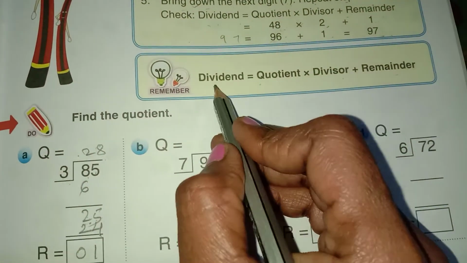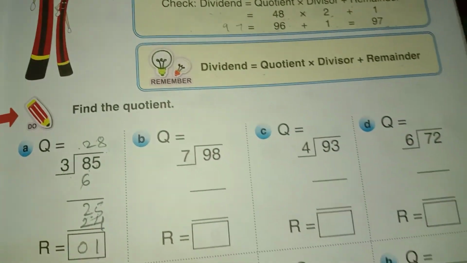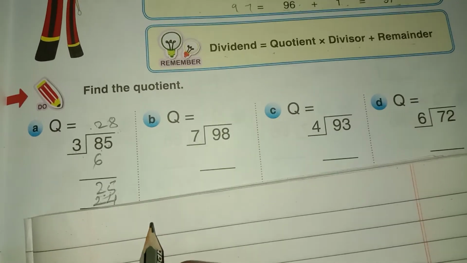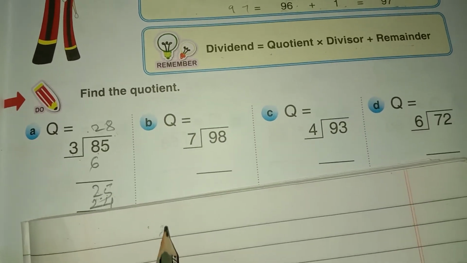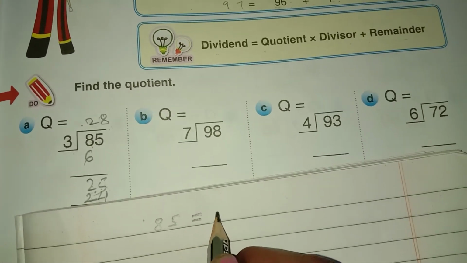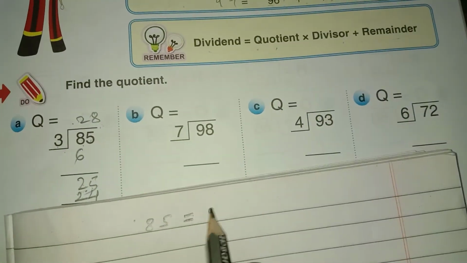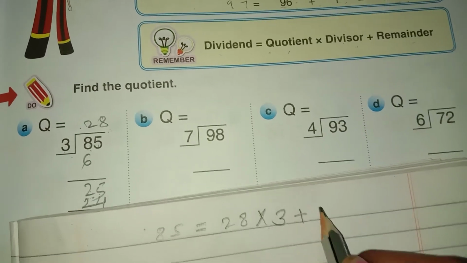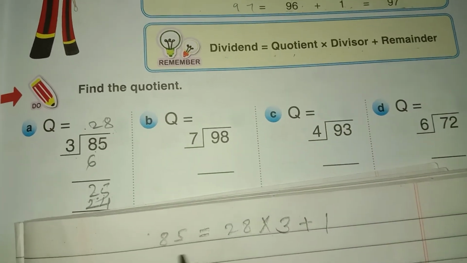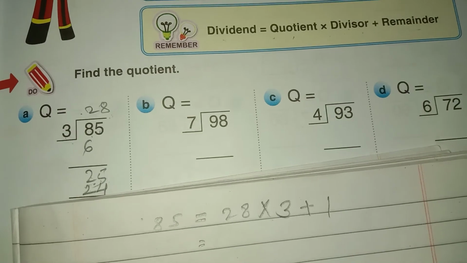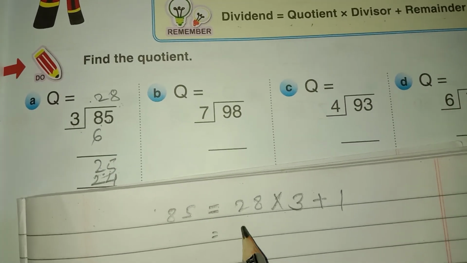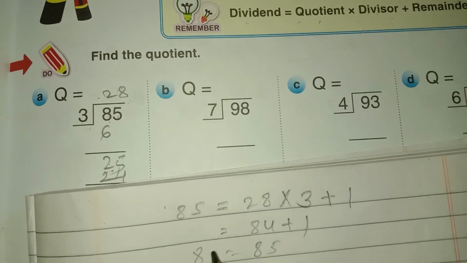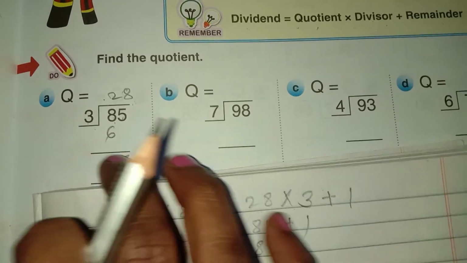Then you have to check it. What is the dividend here? Dividend 85 is equal to quotient 28 into 3, the divisor, plus remainder 1. 28 3s are 84, plus 1, it becomes 85. Both are the same, therefore our problem is right.